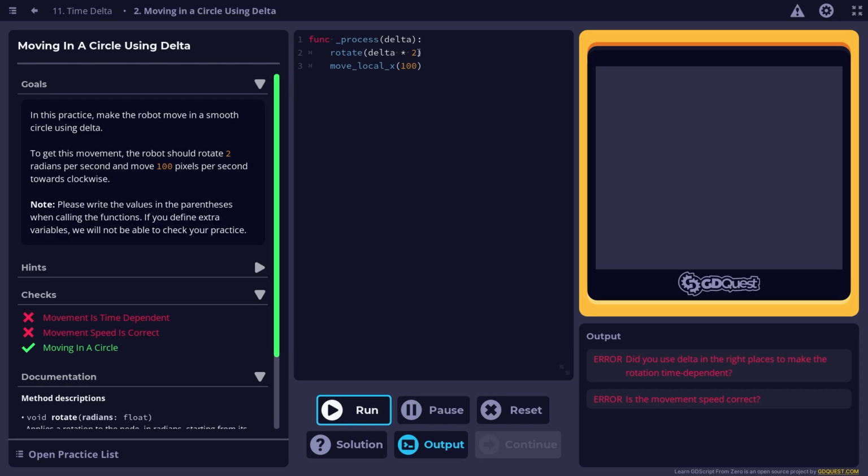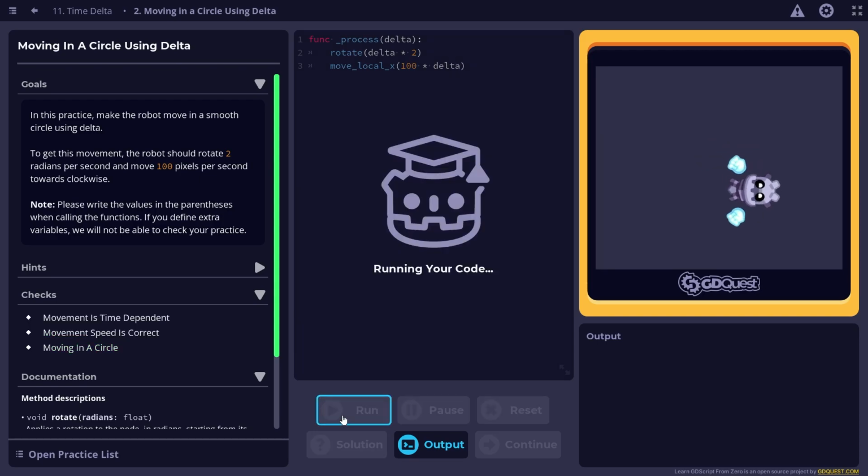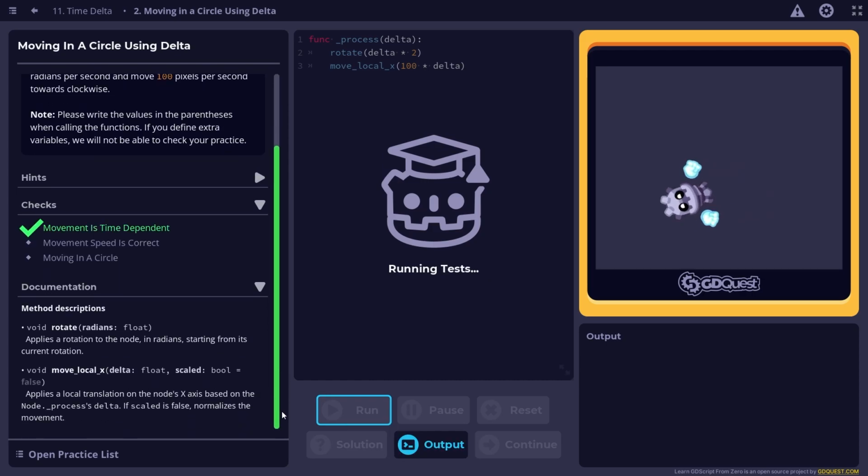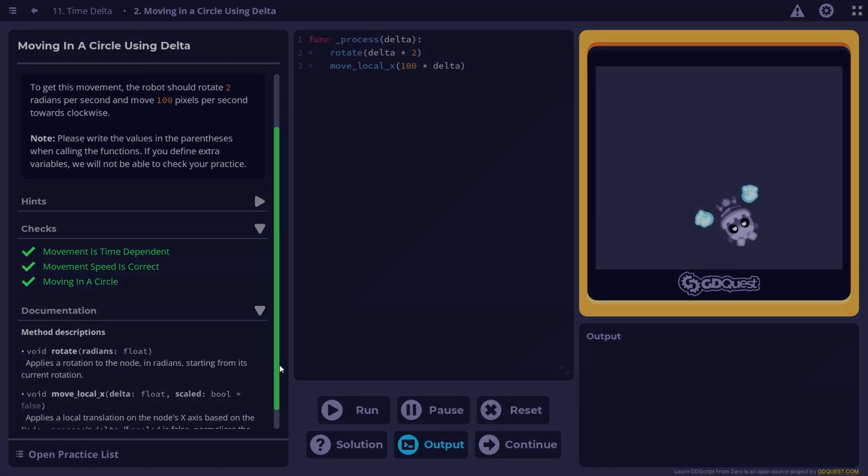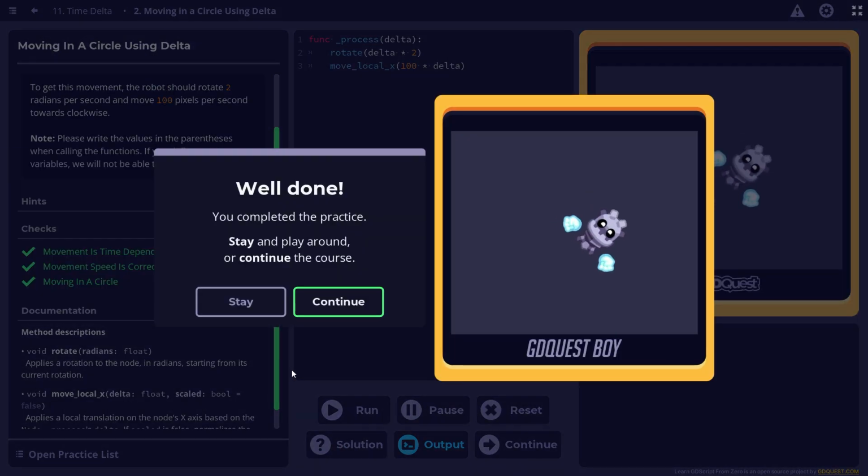All right, rotate delta times 2. Is it 2 times delta? Move local X 100 times delta? No, that ain't right. Is that it? I mean, there it is. Proof's in the pudding. So we got to multiply delta on every single one, it seems.